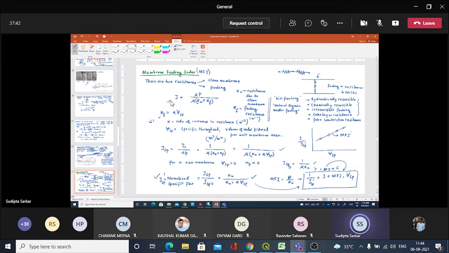Now I will give you certain tutorial sheets where you can actually use this and try to find out the MFI value for a certain case.